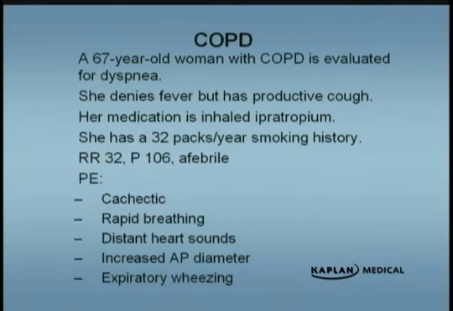Going forward and talking about another type of obstructive disease, chronic obstructive lung disease, here's a 67-year-old woman with COPD who is evaluated for dyspnea. She denies fever but has productive cough. Her medication is inhaled ipratropium. She has 32 pack years of smoking history.